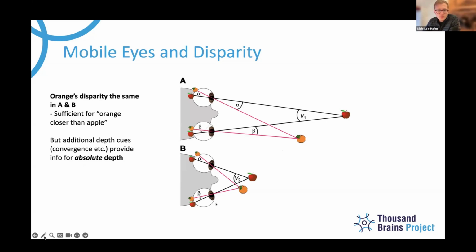And so in general, this is combined with some additional depth cues, such as how turned in your eyes are. Here they're turned in much more, so that implies your point of fixation is closer in space. Here they're more parallel, so that implies it's farther away. This only makes a difference if you're trying to figure out the actual distance, right?